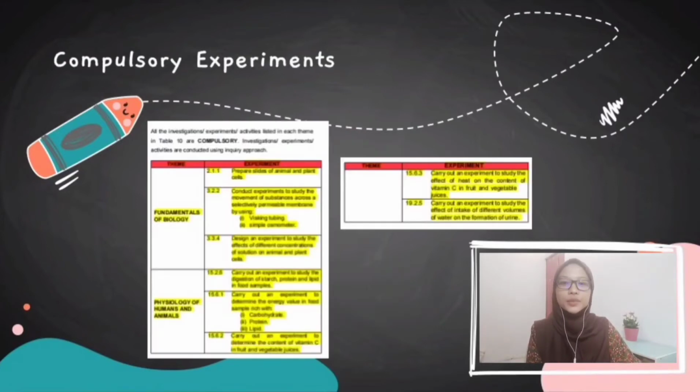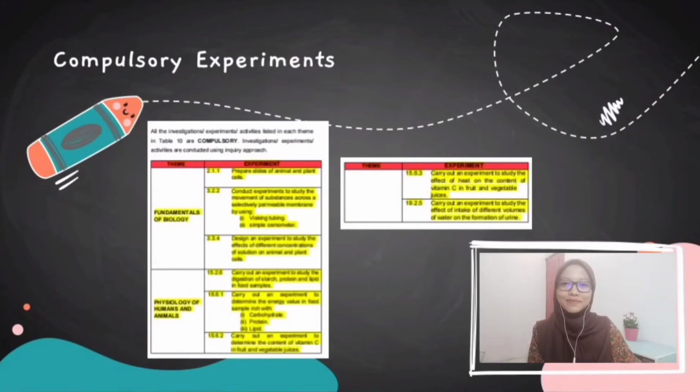There are many experiments, projects, and activities suggested in the textbook. However, there are only a few experiments that are compulsory and must be conducted using inquiry approach as mentioned in the DSKP. We will see which experiments are compulsory as we go through the textbook.